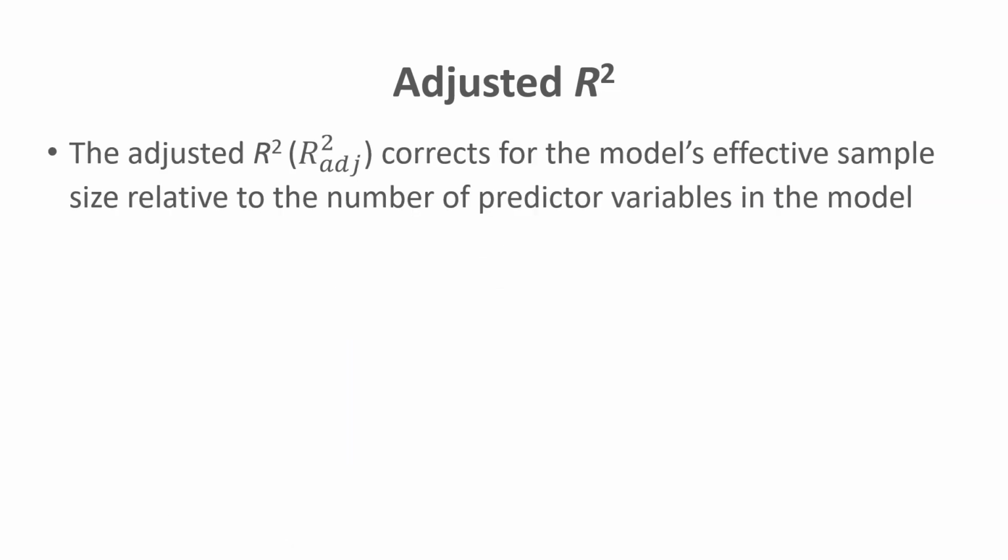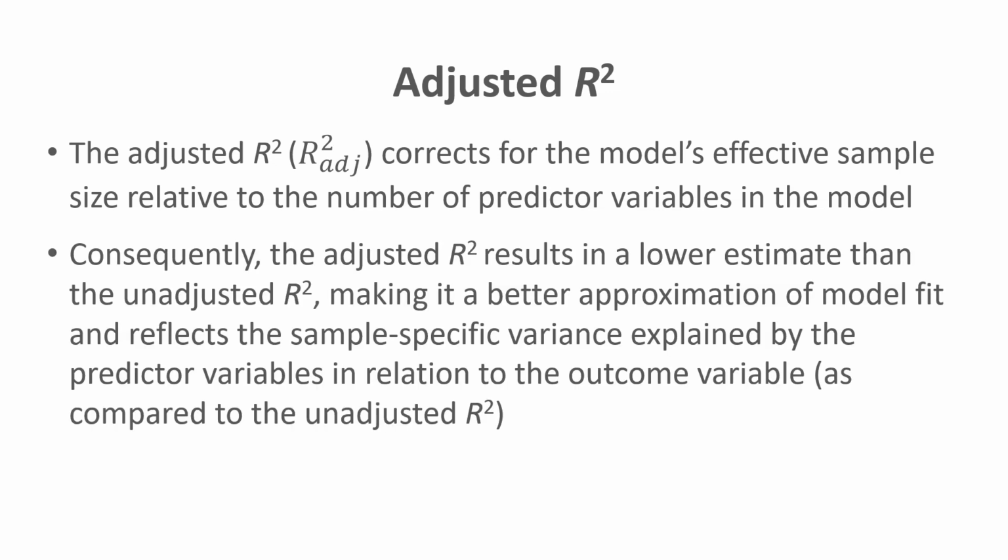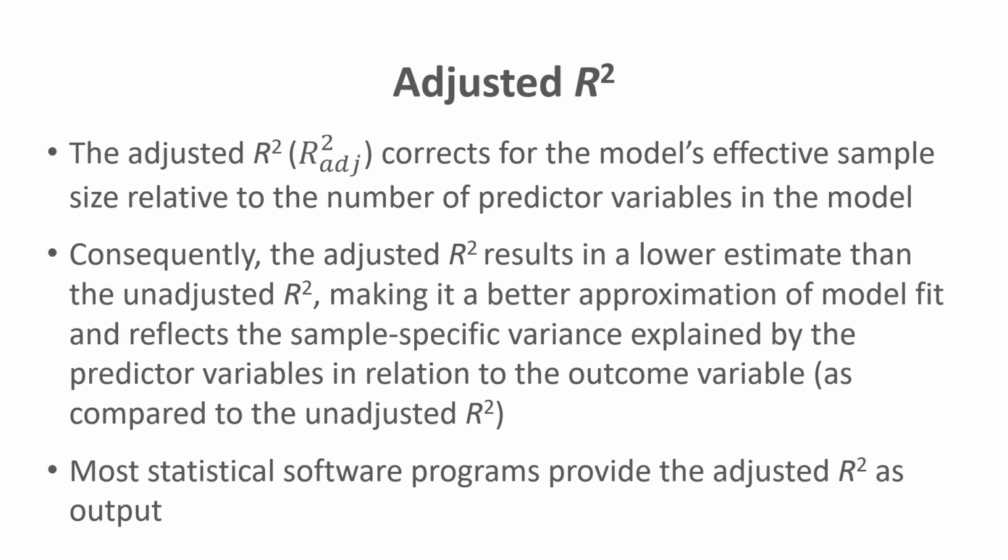So to sum up, the adjusted R squared corrects for the model's effective sample size relative to the number of predictor variables in the model. Consequently, the adjusted R squared results in a lower estimate than the unadjusted R squared, which makes it a better approximation of model fit and reflects the sample-specific variance explained by the predictor variables in relation to the outcome variable when we compare it to the unadjusted R squared. What's nice about adjusted R squared is that most statistical software programs provide the adjusted R squared value automatically, for example, in linear regression models.